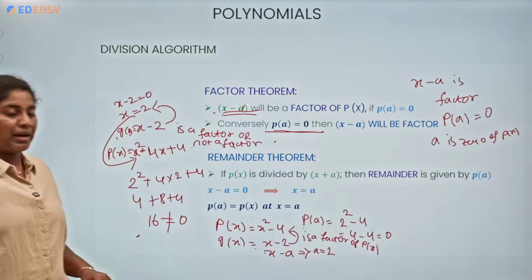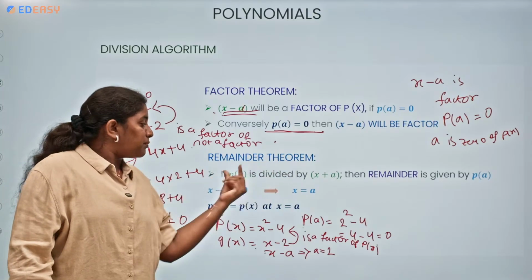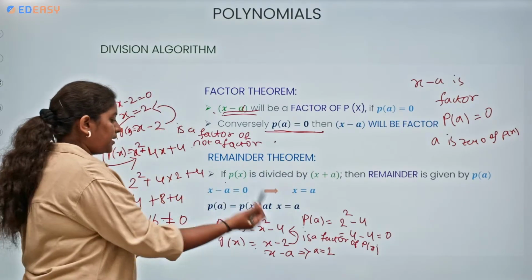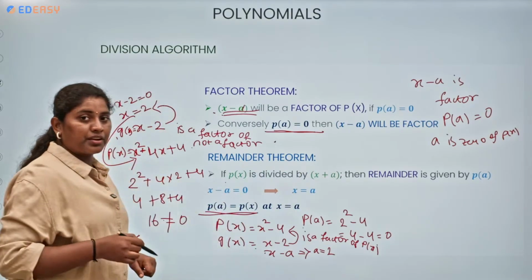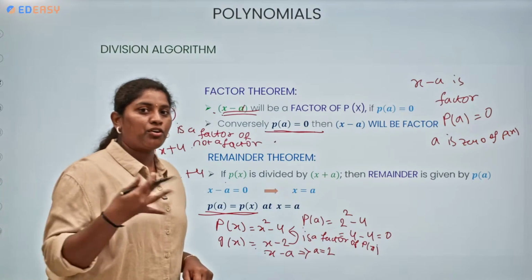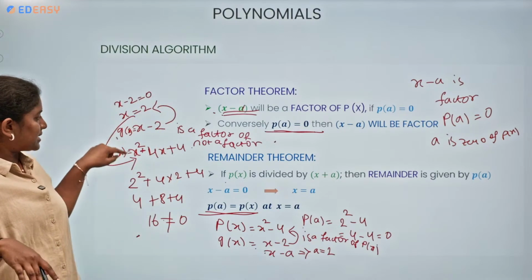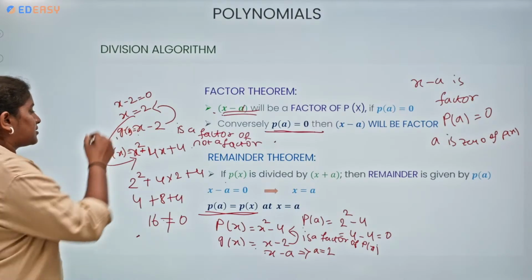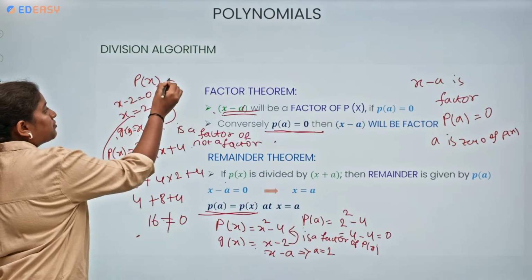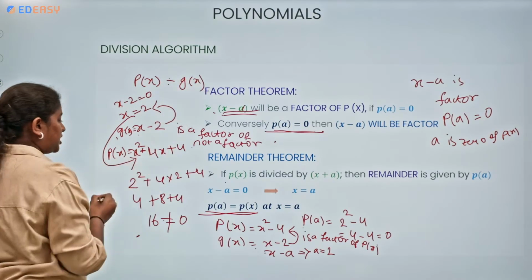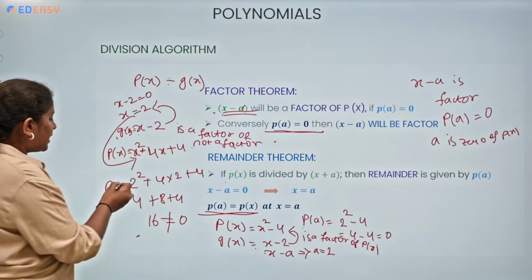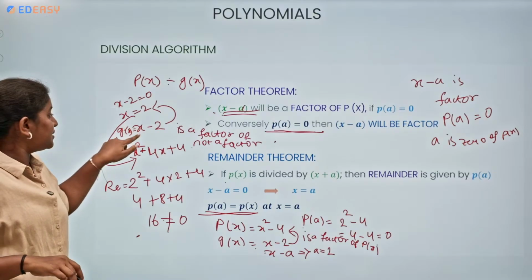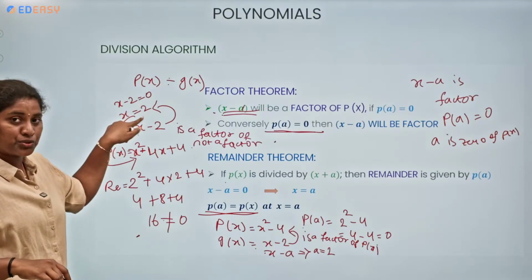Now coming to the remainder theorem: if p of x is divided by x plus a, then the remainder is given by p of a. Okay, then the remainder will be p of a. Now look at this example, same example, x minus 2. If I am dividing my p of x with g of x, then what will be the remainder? You need to find the 0 from your g of x. That means x minus 2 equals 0, x equals 2.